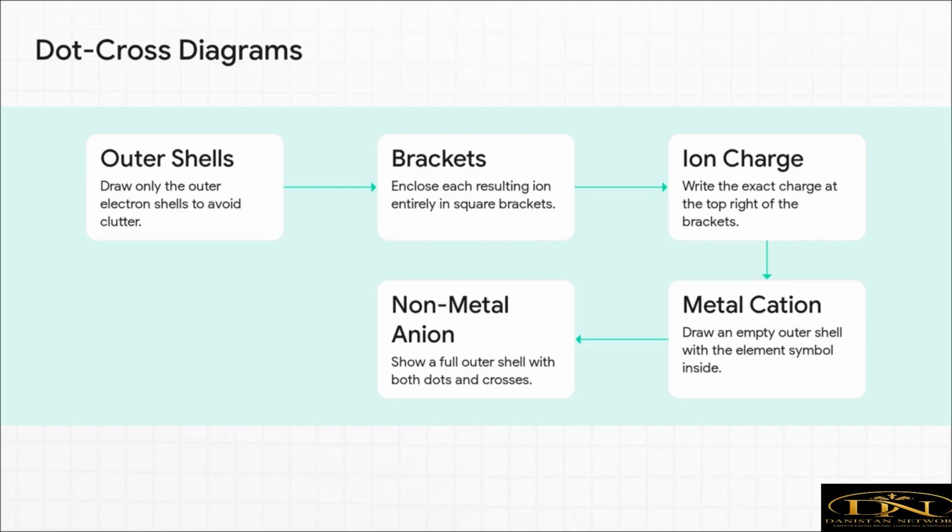Second rule, enclose your final ions entirely in square brackets to show the charges evenly distributed. Third, put the exact charge right up at the top right-hand corner. Fourth, your metal cation gets an empty shell with its chemical symbol inside. And finally, your non-metal anion must show a full shell of 8, displaying its original crosses plus the newly acquired dots from the metal.